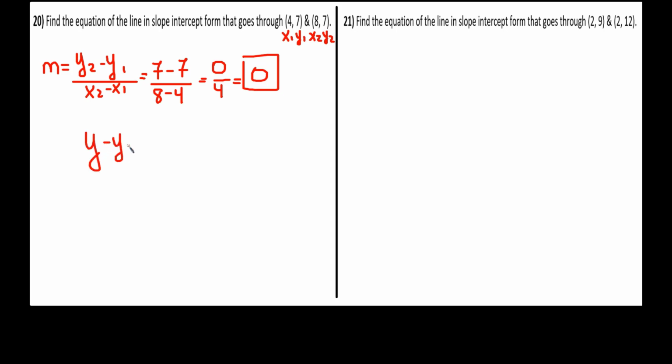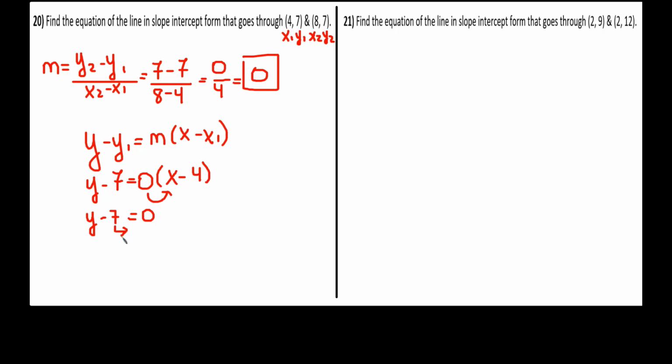So we're going to use the formula y minus y1 equals m(x minus x1). So it'll be y minus y1 is 7. The slope is 0. x1 is 4. Now please remember 0 times anything is 0. So this would be y minus 7 equals 0. To get the y alone, we move the 7. So y equals 7. Last problem. Again, label it. x1, y1, x2, y2.